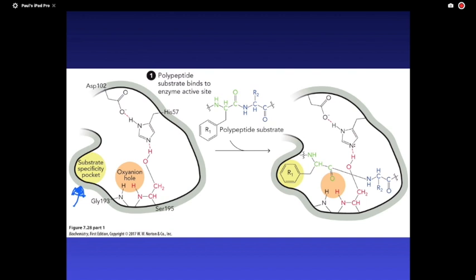The catalytic triad. Third, the oxyanion hole. Oh, good Lord have mercy. What does that mean? All right. What is an oxyanion?